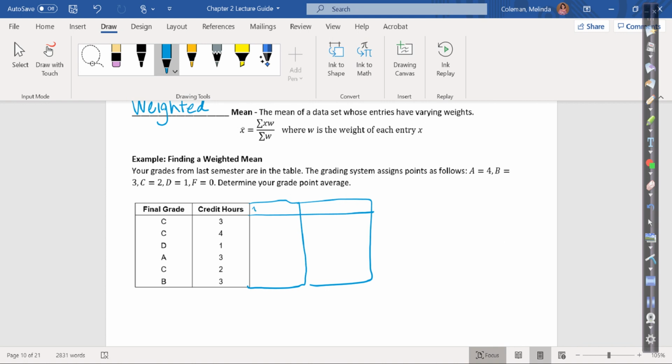This is going to be my point value. And this is going to be the points times my hours. So the point values are X. The credit hours we're going to call W. And so this last column is going to be W times X.